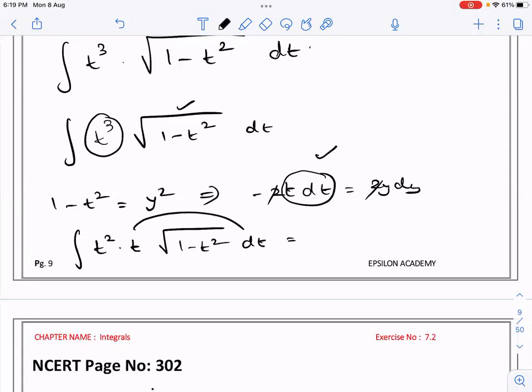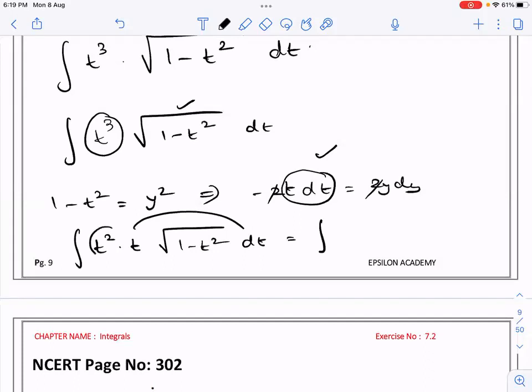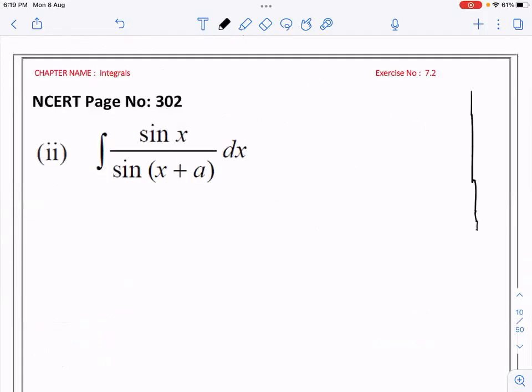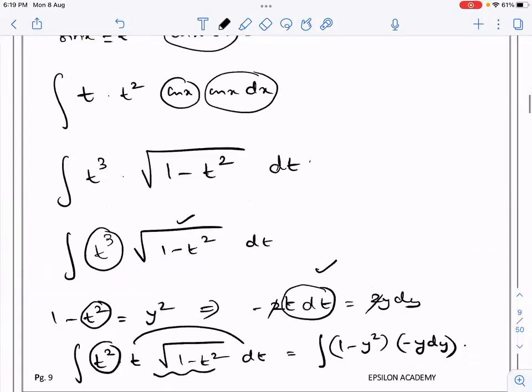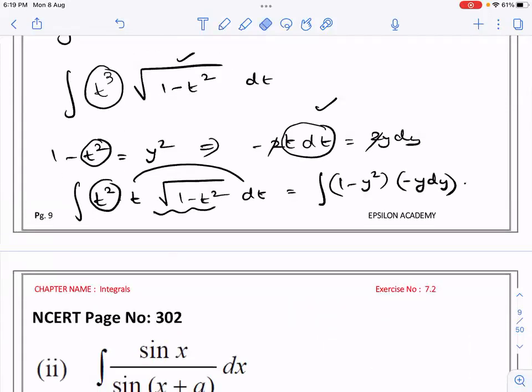Makes sense? So integral of, in the place of t square, what can I write? Very good. 1 minus y square, into, in the place of t dt, I can write minus y dy, into, in the place of root of 1 minus t square, I can write y. 1 minus t square is y square, so root of 1 minus t square is y. Be careful, okay? Is everyone able to understand the logic? Yes?